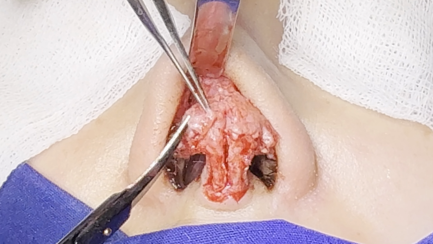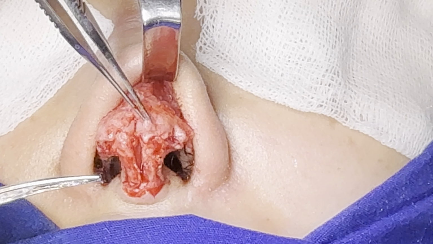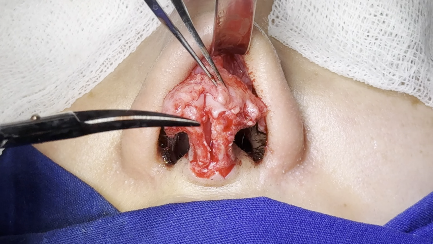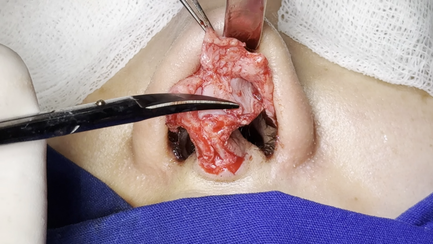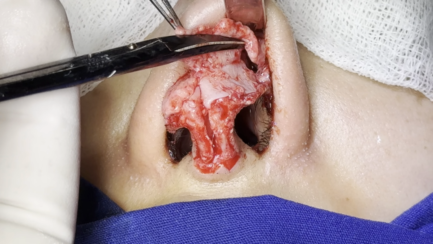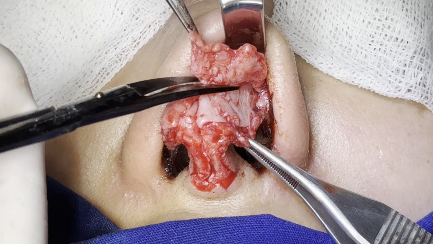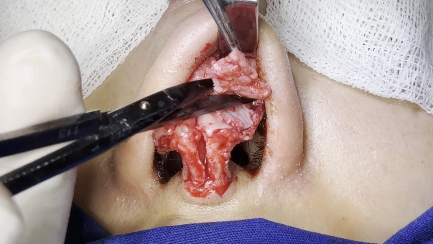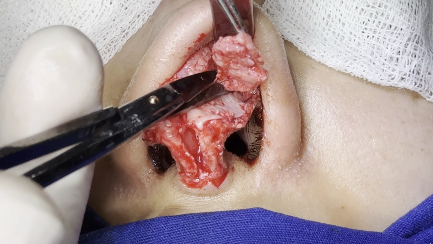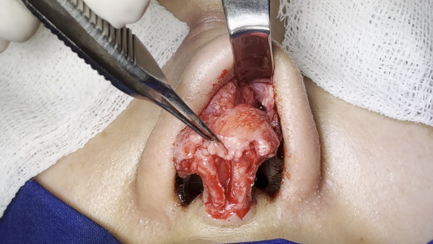What is that? What is the soft tissue over the lateral crus? I dissected it before, and look at what is that. I will remove it. What is that? This is the fibrosis tissue, healing tissues.